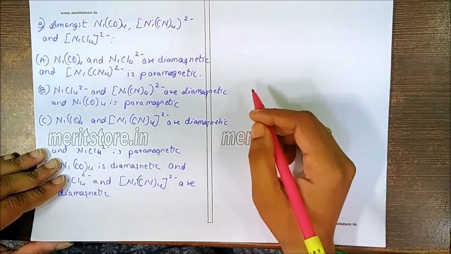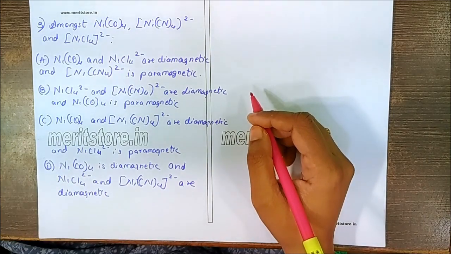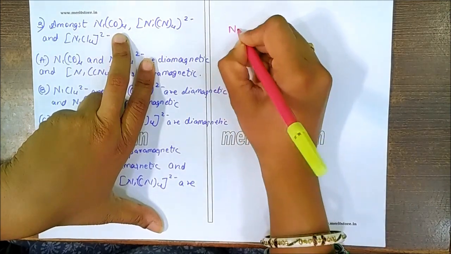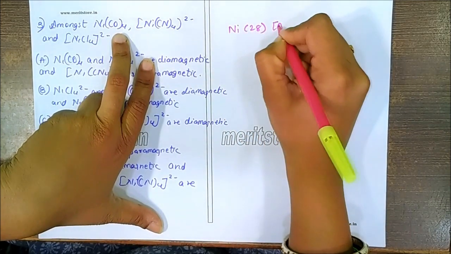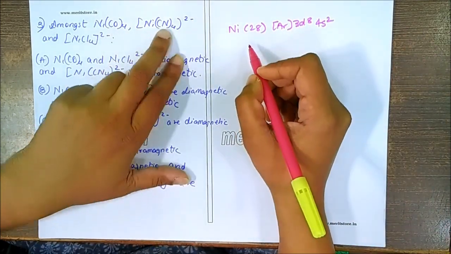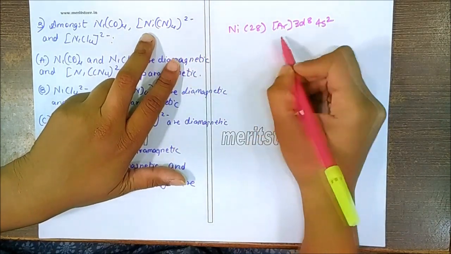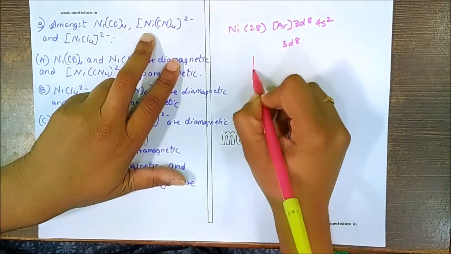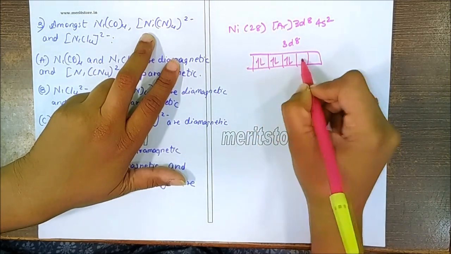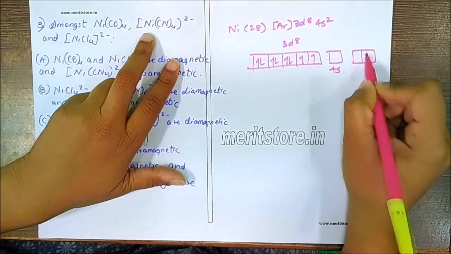Amongst Ni(CO)4, [Ni(CN)4]2- and [NiCl4]2-, we have to find which are diamagnetic and paramagnetic. When we talk about nickel, its atomic number is 28. So it's argon 3d8 4s2. If you talk about this particular complex in which nickel is present in its +2 oxidation state, so it will be only 3d8. So there is 3d8, 4s is empty and 4p is empty.